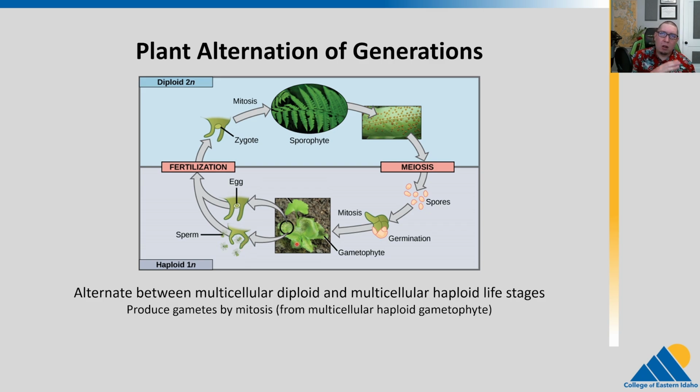As we progress from the mosses to the ferns into the gymnosperms and then the angiosperms, which are the flowering plants, this diploid phase becomes more and more dominant. But let's look at this fern here. Okay, let's look at what we know. The sporophyte is the multicellular diploid phase. That's the fern that you see sitting in the forest.